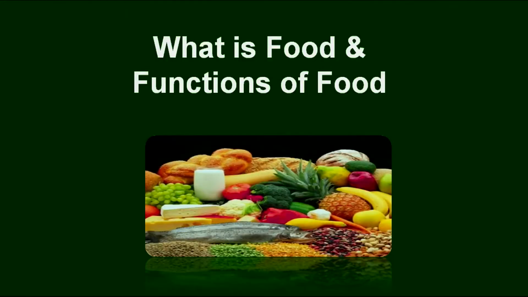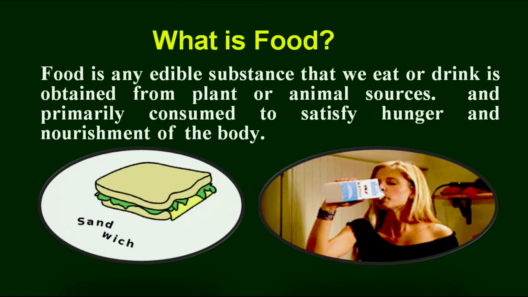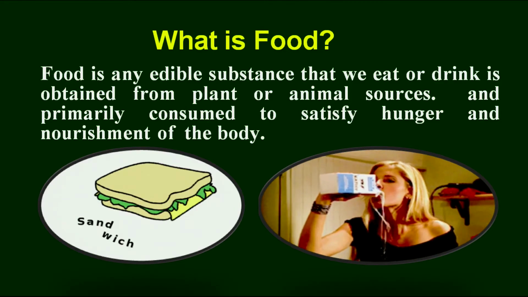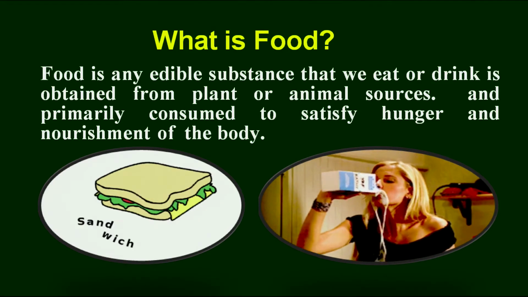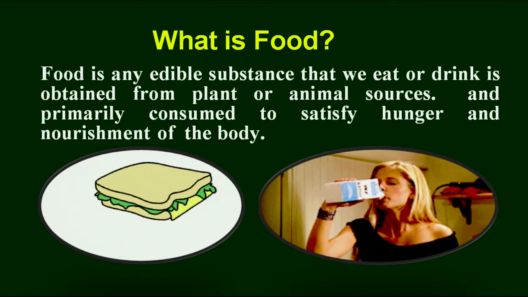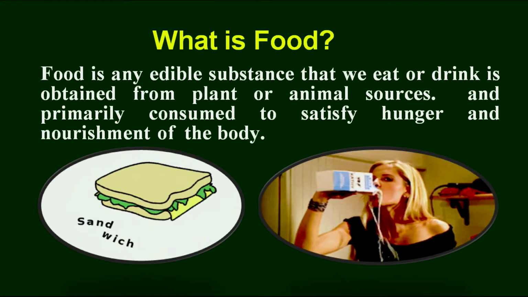Everybody eats food, but we need to understand what the functions of food are, what food is, what a nutrient is, and what nutrition is. Let us understand one by one. When we talk of food, it immediately concerns eatability or an eatable substance. So let us read the definition of food. Food is any edible substance that we eat or drink, obtained from plant or animal sources, and primarily consumed to satisfy hunger and nourish the body.